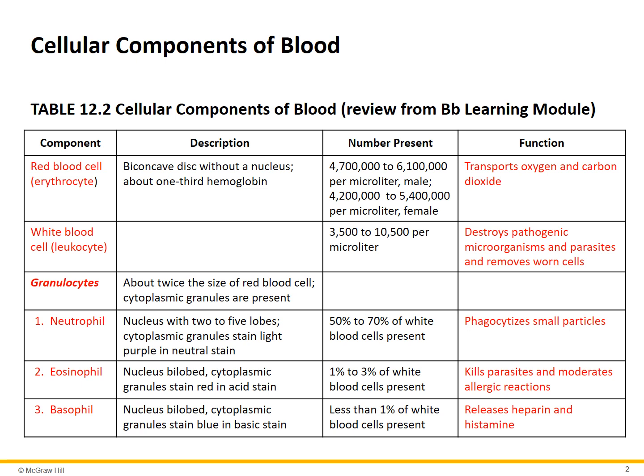So neutrophils phagocytize, which means engulf and destroy small particles. This can be bacteria or other foreign substances. Eosinophils predominantly are involved in allergic reactions. Yeah, they're my least favorite of all the granulocytes. Also parasitic infections. The basophils release heparin, which helps prevent blood clotting, and histamine, which is a vasodilator. So that is involved with increasing blood flow to an area where there is an immune response.